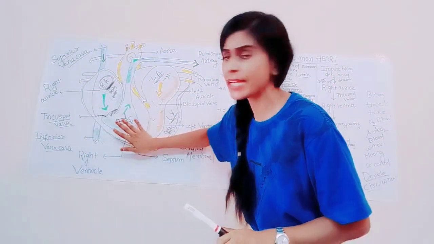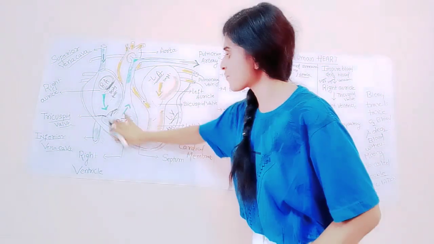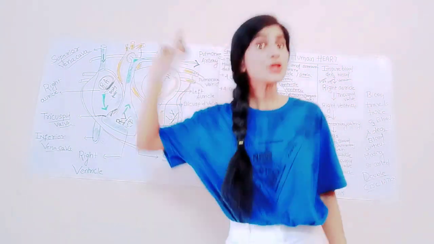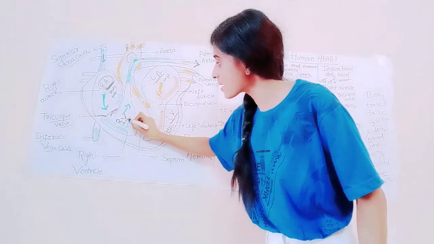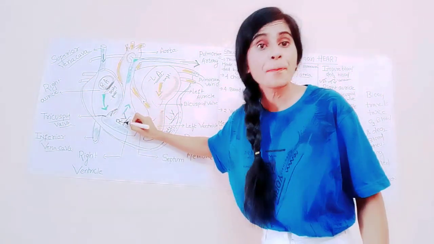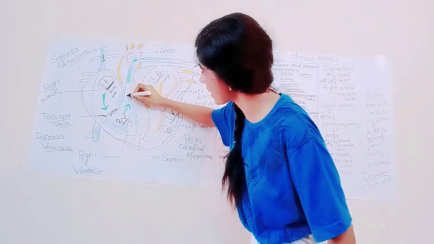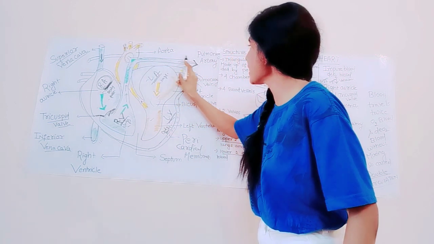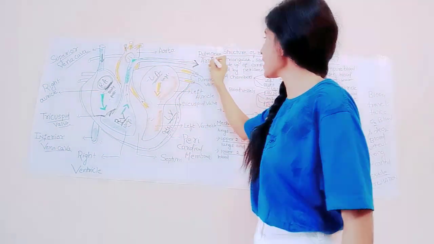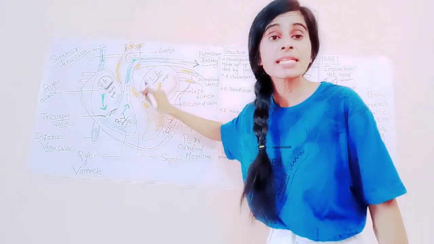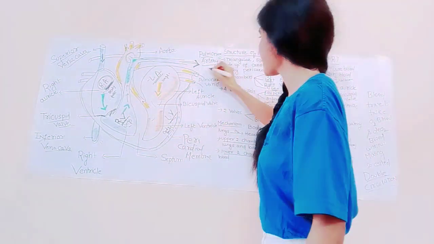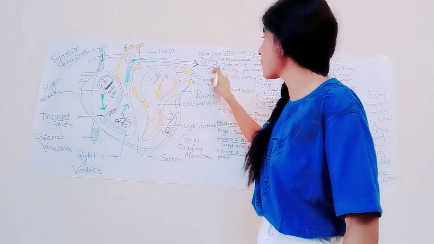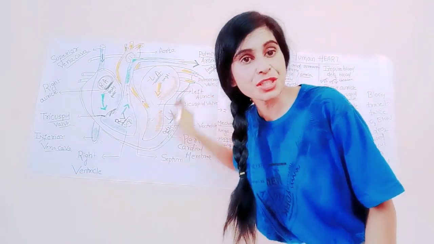So here, what happened in case of your right ventricle? It's full of impure blood. Now impure blood needs to be purified. It should go to lungs. So this right ventricle will pump blood, see the direction, into the pulmonary artery. Pulmonary artery will carry this impure blood to lungs for purification.